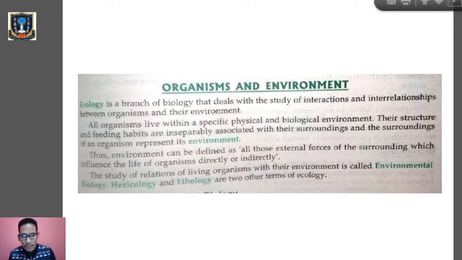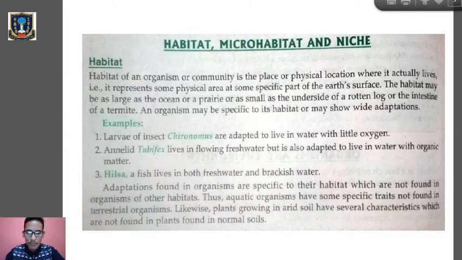So ecology mainly deals with the study of the interactions and interrelationships between the organisms, not only between the organisms but also with the environment, because we are always influenced by the environment where we live. Environment means the surroundings of our habitat, and we can define environment as those external forces of the surroundings which influence the life of an organism directly or indirectly. Clear? And therefore the study of the relationship of living organisms with their environment is known as environmental biology. Clear?